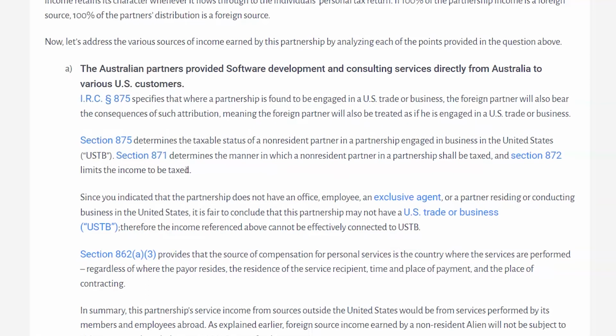But in this case, the fact that was provided to us, all the partners live in Australia. That's where they do all the work in Australia. The fact did not indicate that they have any employees or offices or anything like that to create a US trade or business. So we move on with the analysis.